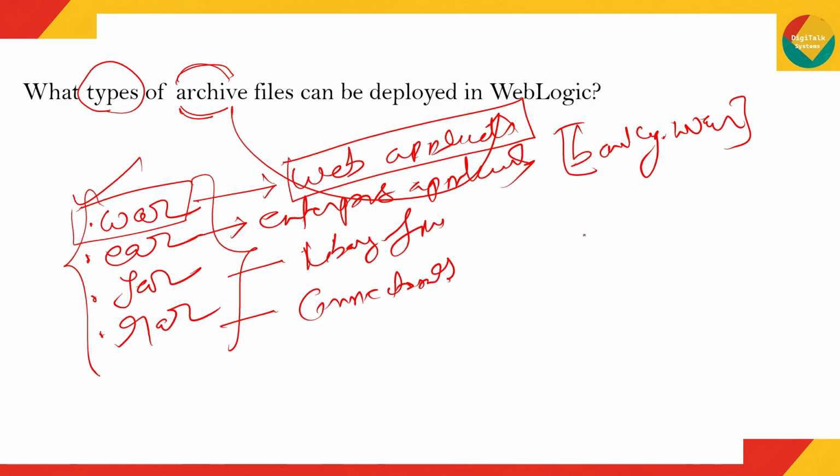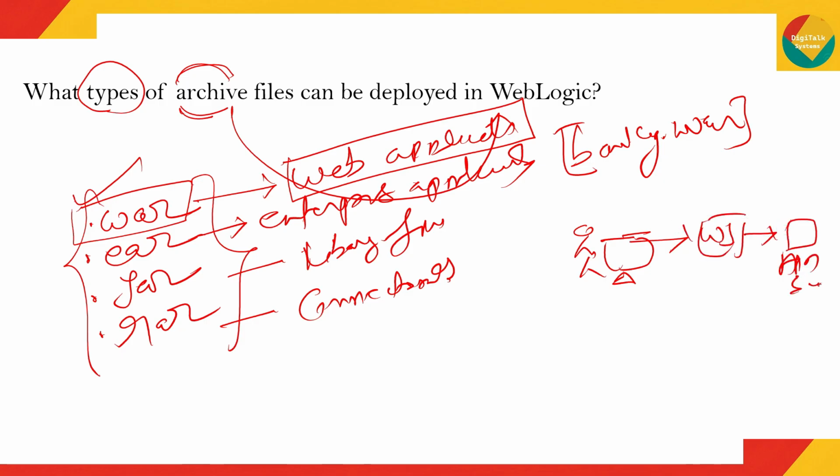Okay, and the flow would be simple. The user will access the application from the browser. It will go to your web server. From the web server, it will go to your app server, like the WebLogic here, where we have deployed the war file. Okay, second is the enterprise file. Now what is enterprise? Okay, so when we develop the code, we have two kinds of applications.